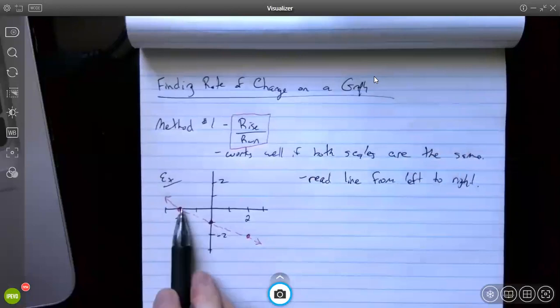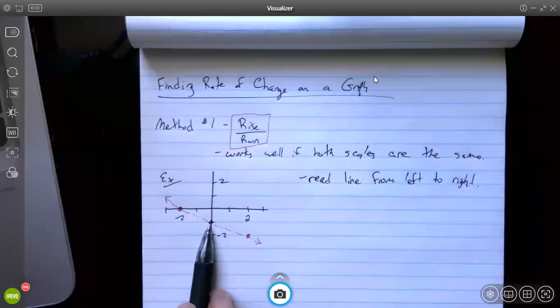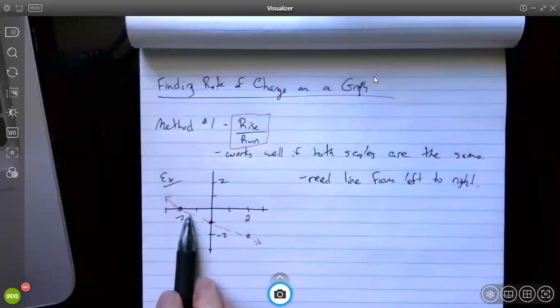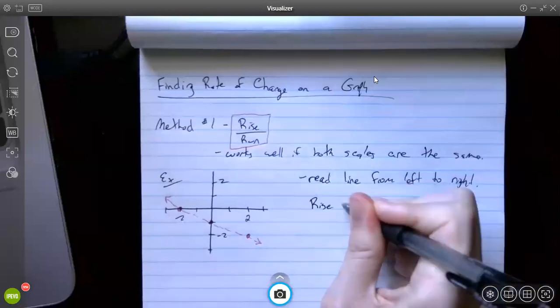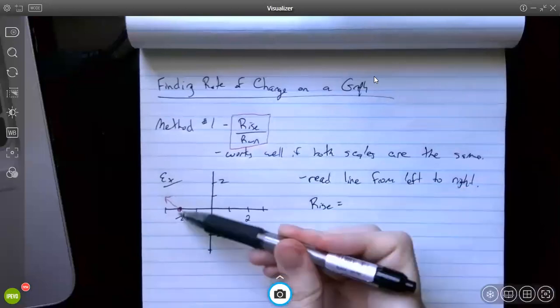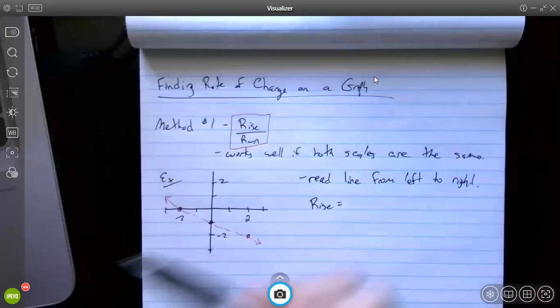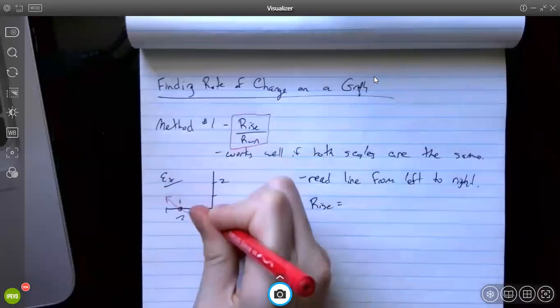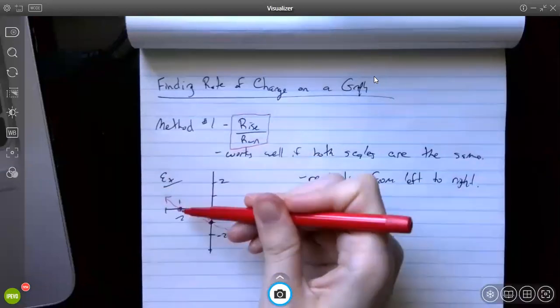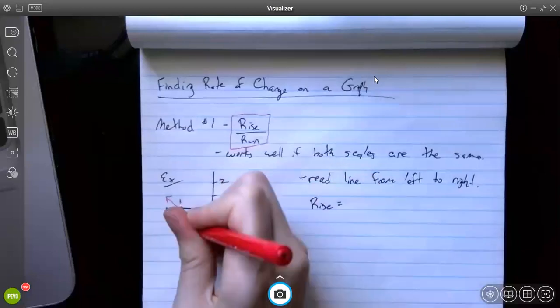So I can pick this is number 1 and this is number 2, or this is number 1 and this is number 2. I want to pick any 2 points that are beside each other and are actually on the grid somewhere, not just in the middle of 2 points. Then for my rise, that's how far up or down do I have to go to get between the 2 points. In this case, I'm going to call this my first point and this my second point. To get from the first point to the second point, I am going to have to go down 1.